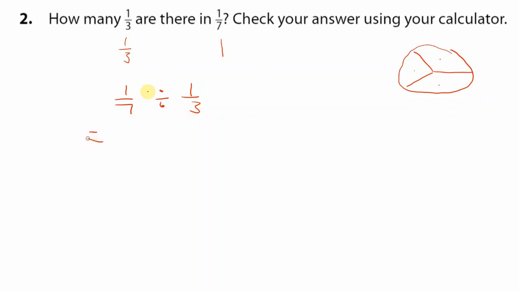So now we know when we see a division sign, we can change it to a multiplication, but then downstairs goes upstairs, upstairs goes downstairs. We can multiply tops. 1 times 3 is 3. Bottom, 7 times 1 is 7. So there are 3/7 of thirds in 1/7th.